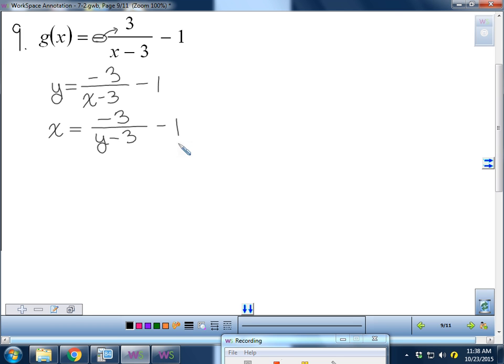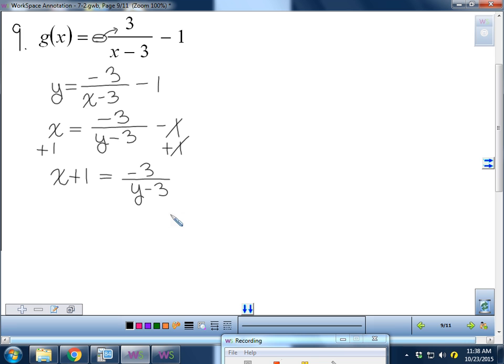All right. Now I'm ready to solve for y again. So if you notice, y is in the denominator of this fraction, but we do have something on the outside. Let's move it over first. So I'm going to add 1. So I get x plus 1 equals negative 3 over y minus 3.